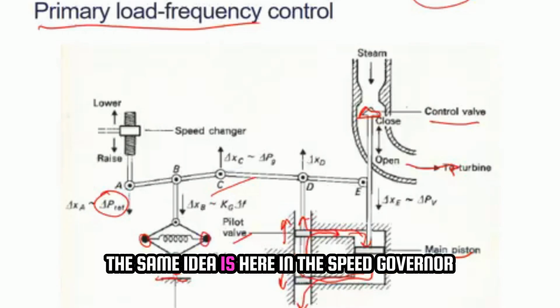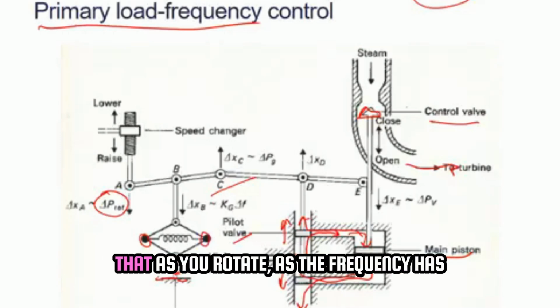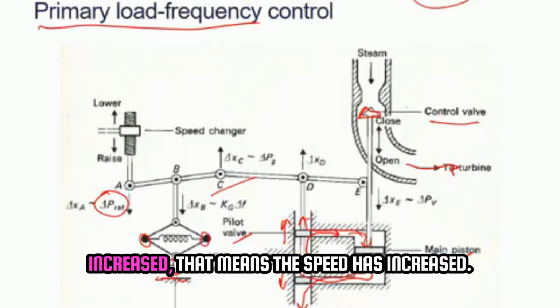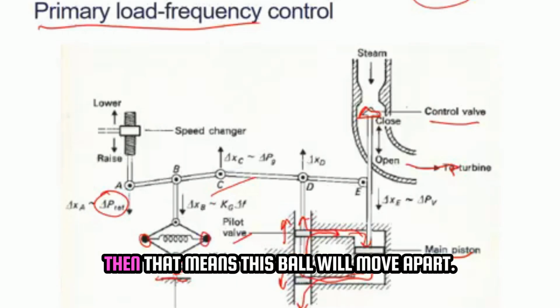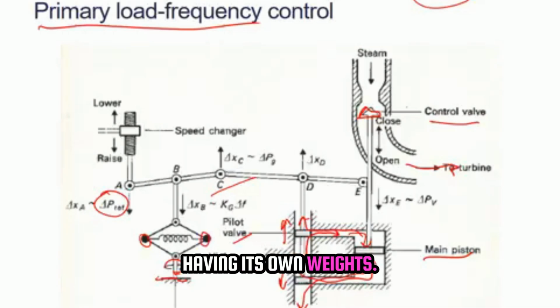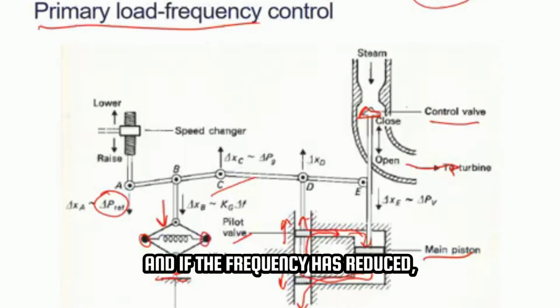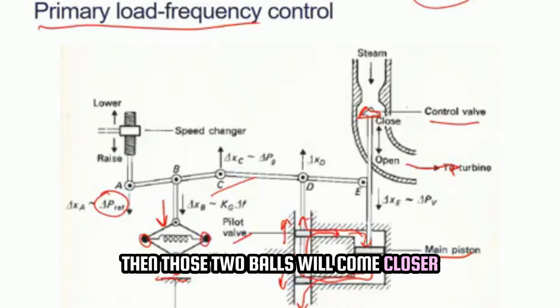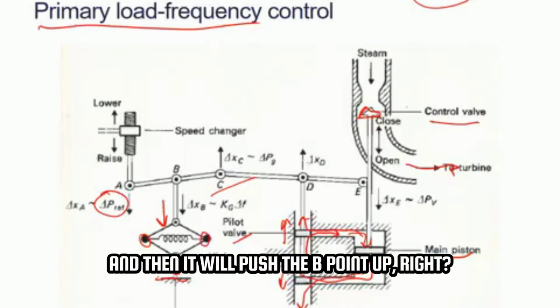The same idea is here in the speed governor: as the frequency has increased, that means the speed has increased, then these balls will move apart. These weights, the black balls, have their own weight. They will move apart and push this B point below. And if the frequency has reduced, that means the speed has reduced, then those two balls will come closer and push the B point up.